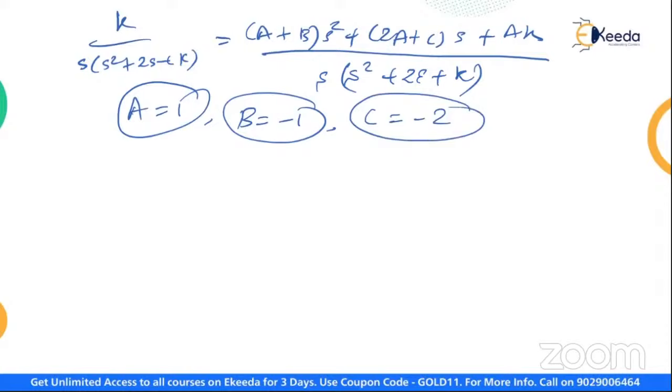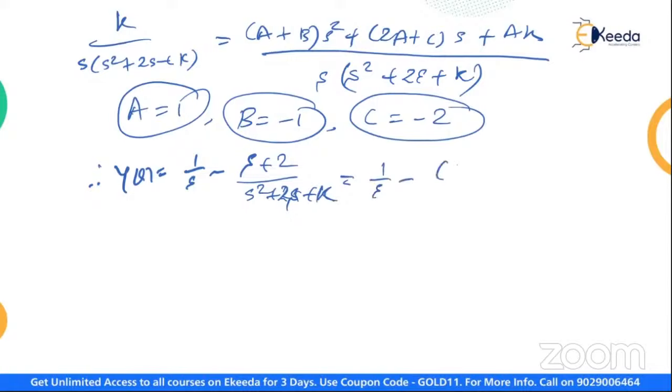Already we had got the value of a equal to 1. b and c we have found out by comparison. Now see the next one. Therefore, you can write Y(s) to be equal to 1 upon s minus (s plus 2) upon (s squared plus 2s plus k), which is equal to 1 upon s minus (s plus 1) upon ((s plus 1) the whole squared plus k minus 1).